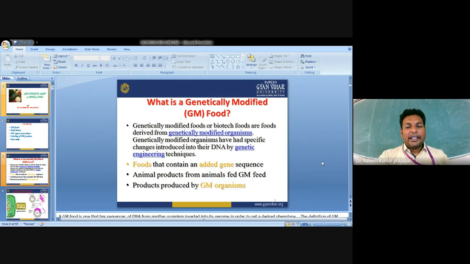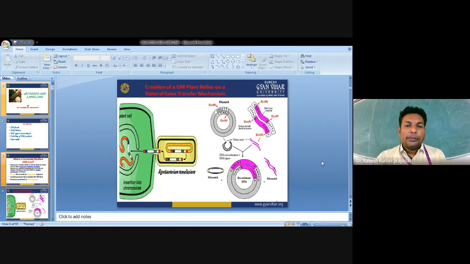Foods that contain an added gene sequence: these GM foods have a gene from other sources. Animal products from animals fed GM food, and products which are produced by GM organisms. GM foods are products produced by genetically modified organisms, plants or animals. So basically these food products have a foreign gene from different sources.